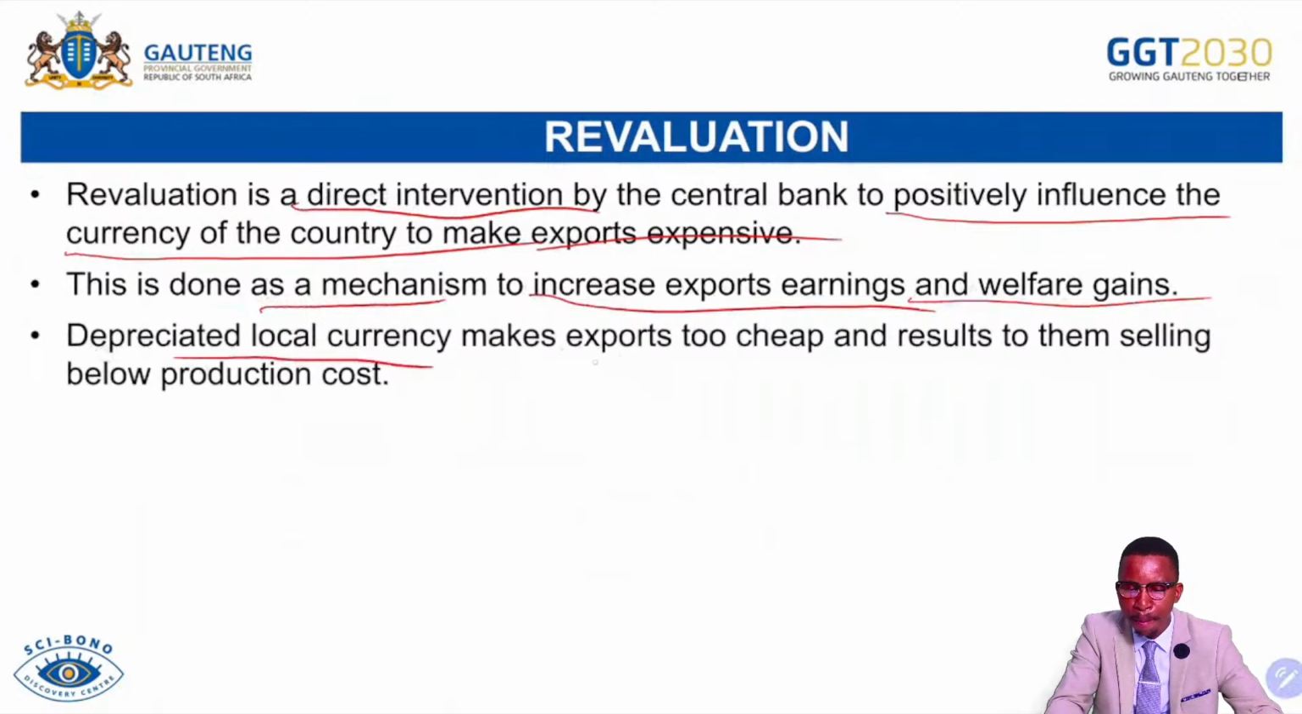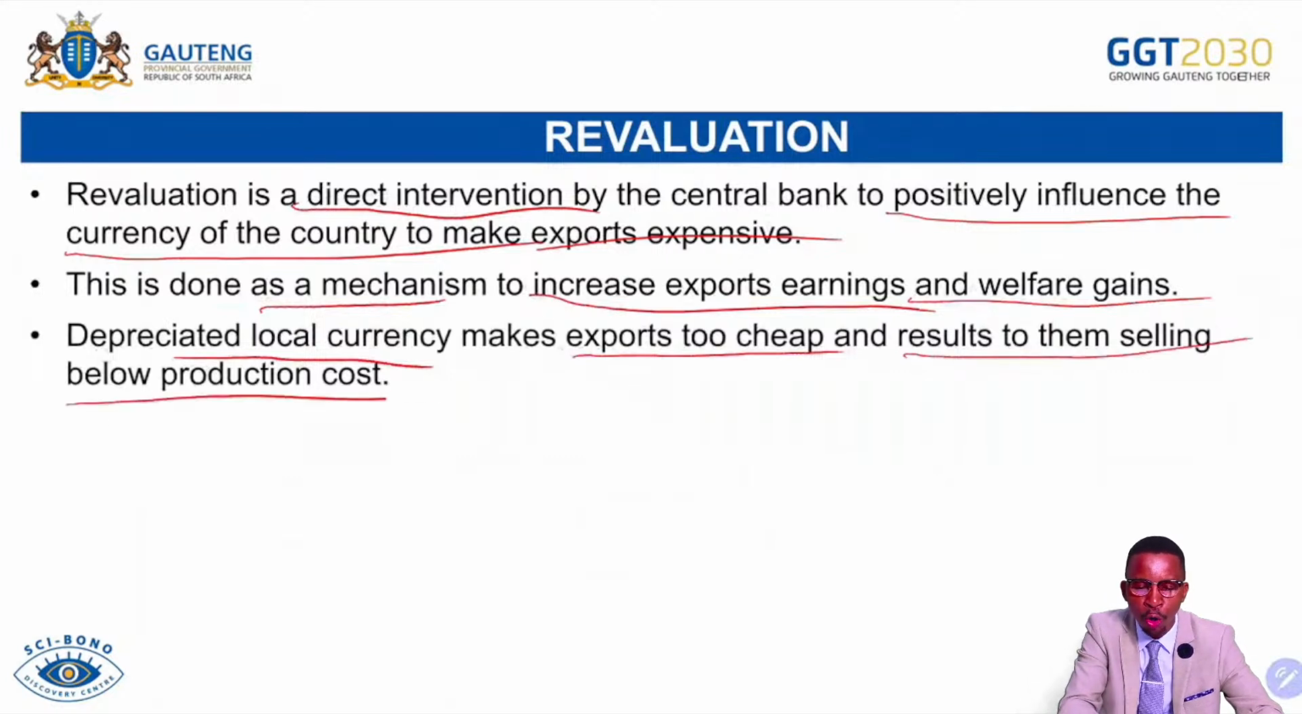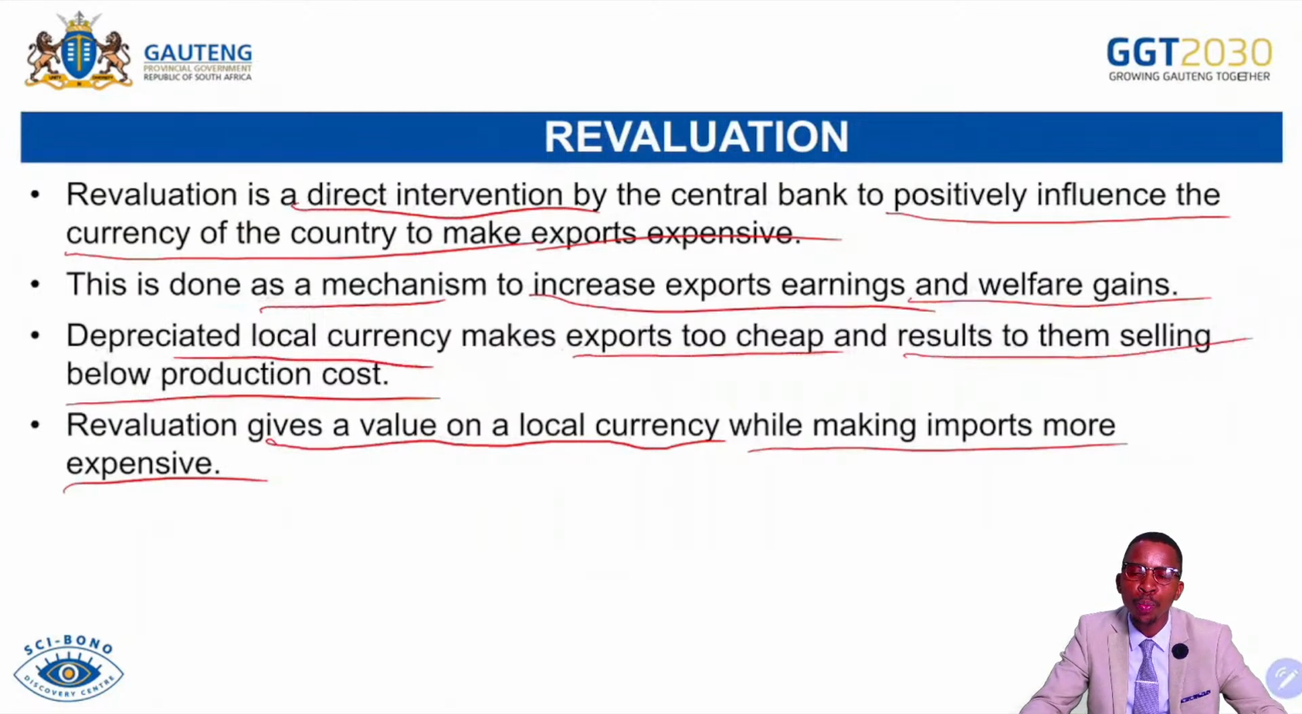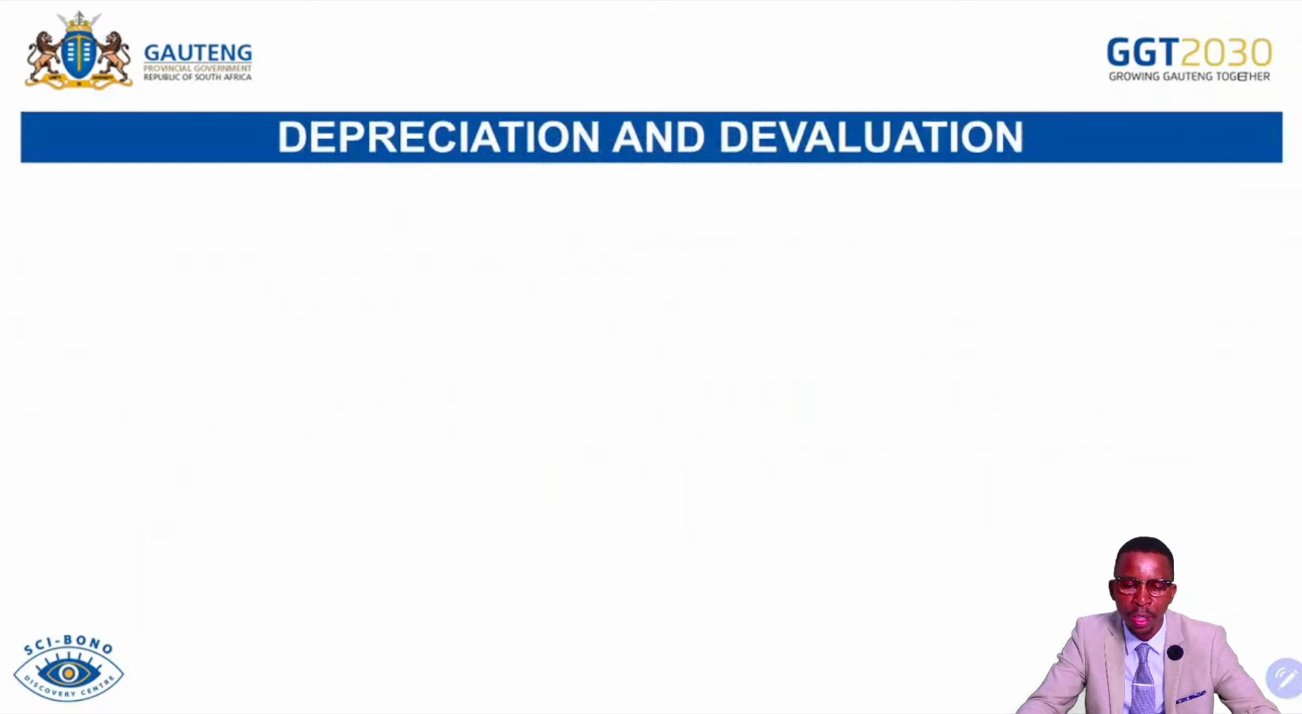A depreciated local currency makes exports too cheap and results in them selling at a lower cost, below the cost of production. Therefore, it is important for the state to intervene by influencing the value of the currency through what we call a revaluation. Revaluation gives value to the local currency while making imports more expensive. That will favor our domestic economy, but not our consumers, because as imports become expensive, domestic consumers will not be able to afford imported goods. But local firms will find it very easy to compete because imports are expensive while locally produced goods and services are not that expensive. So domestic consumers will be demanding locally produced goods and services over imported goods because of that particular intervention.